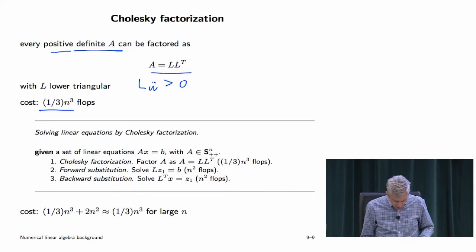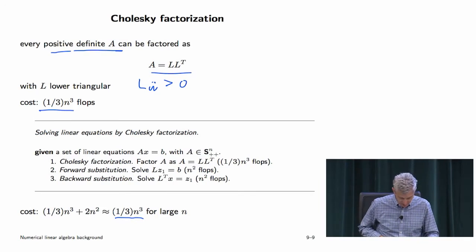So how do you solve things by Cholesky factorization? By the way, this would come up in least squares, your most basic convex optimization problem. Least squares, you could do it by Cholesky factorization. So here you'd factor A as LL transpose, and you do forward and backward substitution, and the cost is about 1/3 n cubed. So that's the idea.